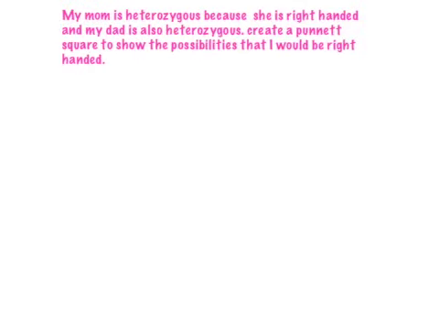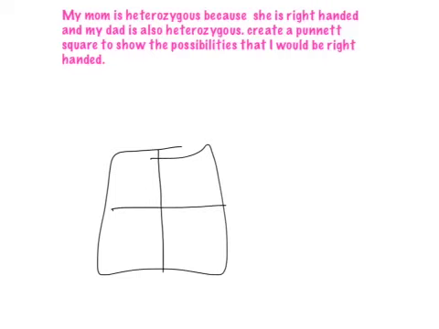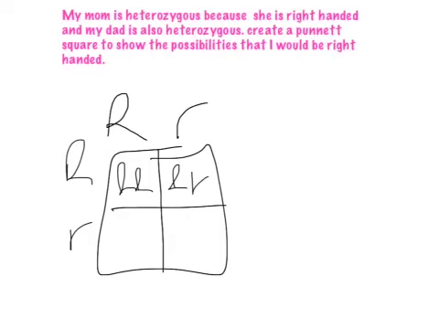My mom is heterozygous because she's right-handed, and my dad is also heterozygous. So what are the possibilities to be right-handed? The capital R represents right-handed, and the lowercase r left-handed. So there's 75% to be right-handed and 25% to be left-handed.